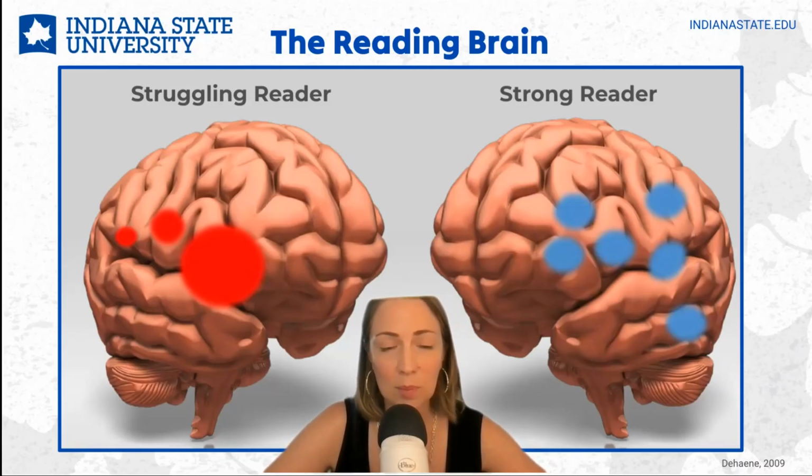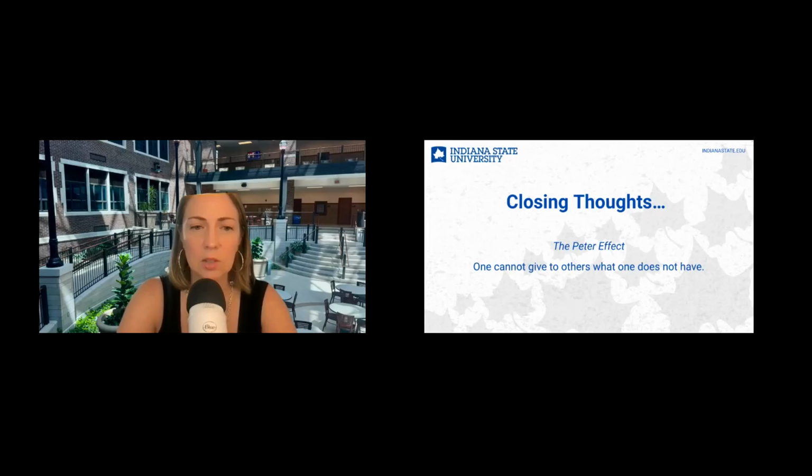But brains are plastic and can be retrained. It's never too late to develop these new pathways in our brain. That just comes from reading instruction. So as we wrap up, I just want to bring up the Peter effect, which says we can't give to someone something we don't have.